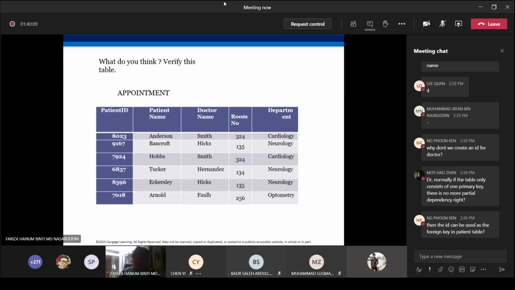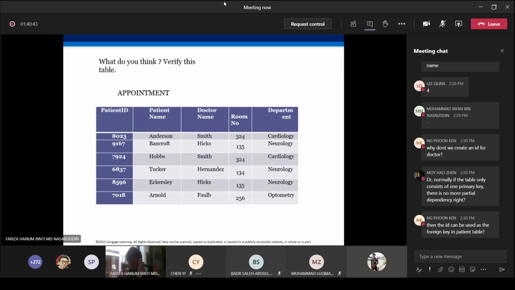Room number becomes the room key, the primary key, and department is one of the attributes. That is fine also. There's nothing wrong with it. On the other hand, just now somebody mentioned that department cannot determine room number. The department neurology does not determine what room it is, because you have two different rooms in the neurology department.